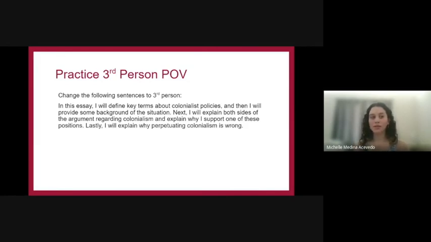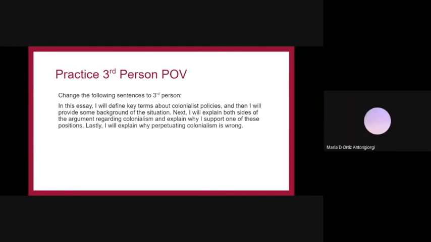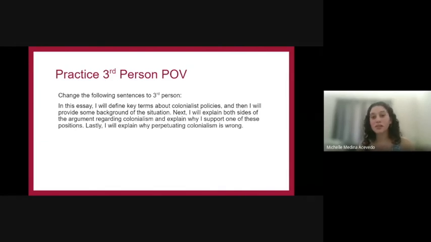So, what part or parts of this essay makes it first person? Marina tells us the pronoun I. Perfect. So the pronoun I is the subject in every sentence. So I will define, I will provide. So how can we get rid of the I? So eliminate the first person point of view and make it into third person. How can we change, let's say, the first sentence into third person?